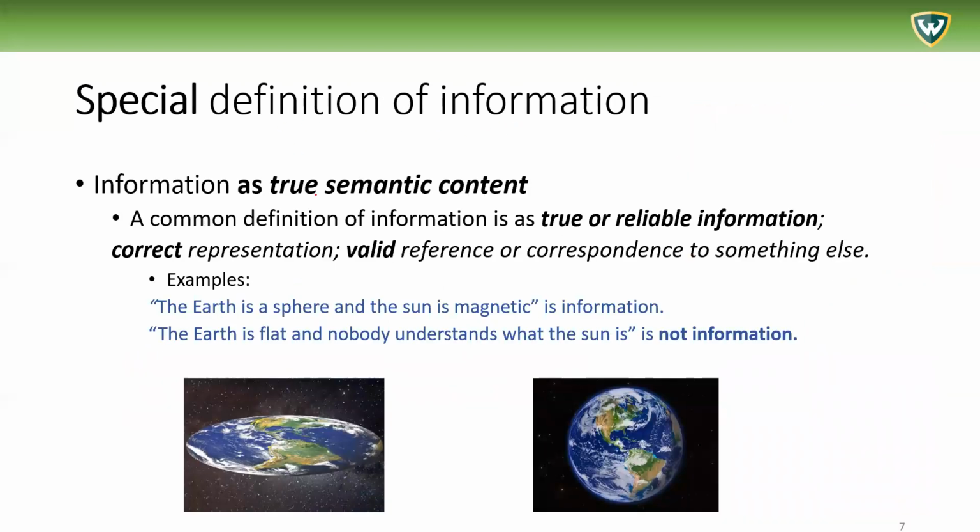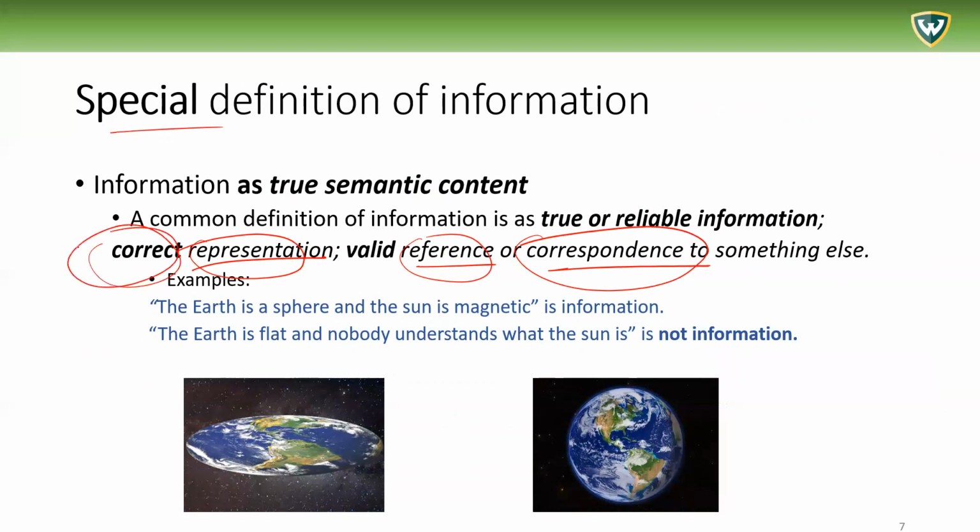The special definition of information is information as true semantic content, or as a true or reliable connection, representation, reference, or correspondence to something else in the world. These are other words for relationship, representation, reference, correspondence, meaning. And then in the special definition there is also this additional term: correct, valid, true, reliable. I'm using these generally as the same, or truthful, or in the right direction, if you want to think about it.